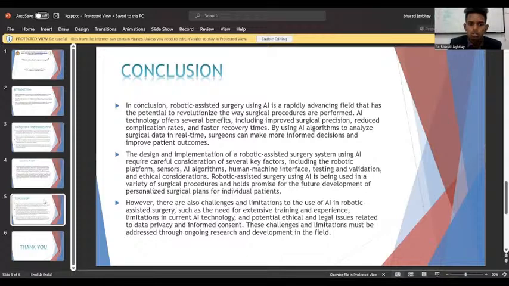patient outcomes. However, there are also challenges and limitations to the use of AI in robotic assisted surgery, such as the need for extensive training and experience, limitations in current AI technology, and potential ethical and legal issues related to data privacy and informed consent. These challenges and limitations must be addressed through ongoing research and development in the field.